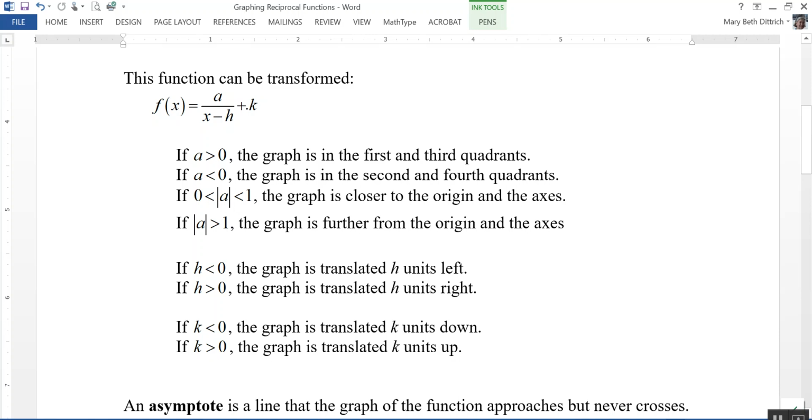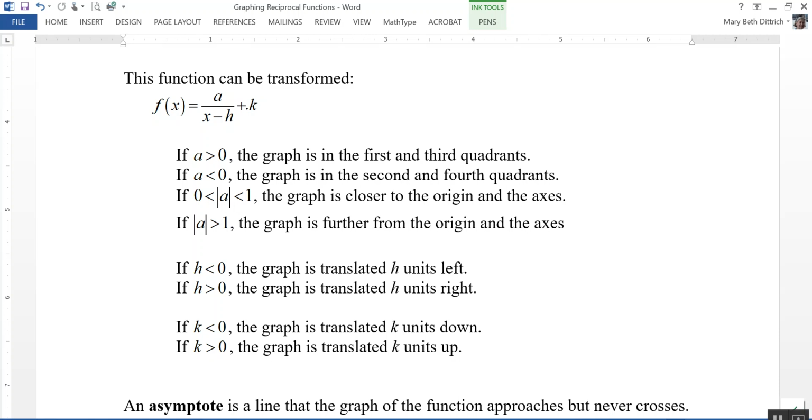If a is a positive number, then the graph is in the first and the third quadrants, as we saw up above with f of x equals 1 over x. If a is negative, then the graph is in the second and the fourth quadrants. If the absolute value of a is a fraction between 0 and 1, then the graph is closer to the origin and closer to the axes. If the absolute value of a is greater than 1, then the graph is further from the origin and the axes.